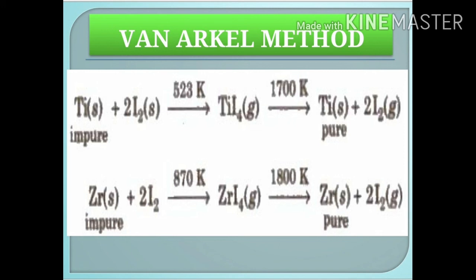In the equations of this Van Arkel method, impure titanium is treated with 2 molecules of iodine to form titanium tetraiodide. At 1700 Kelvin, it is converted into titanium and iodine. And then zirconium is treated with 2 molecules of iodine to form zirconium tetraiodide, and at 1800 Kelvin it forms zirconium with the liberation of 2 molecules of iodine.